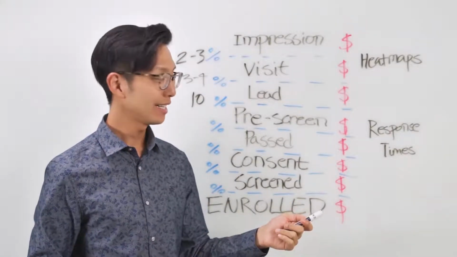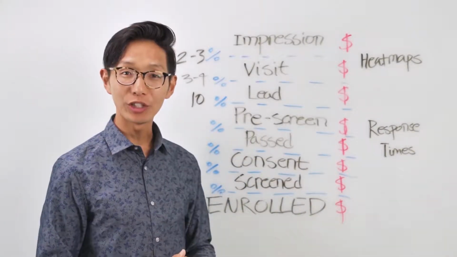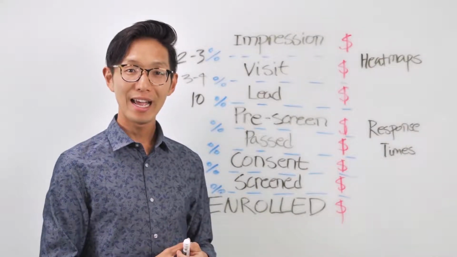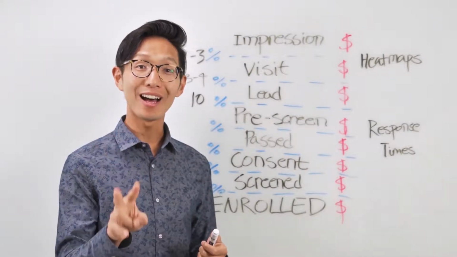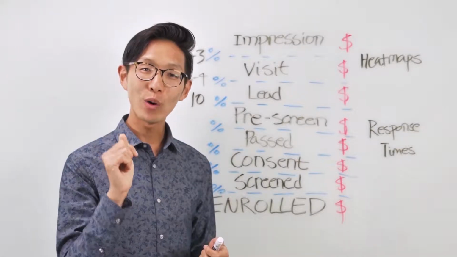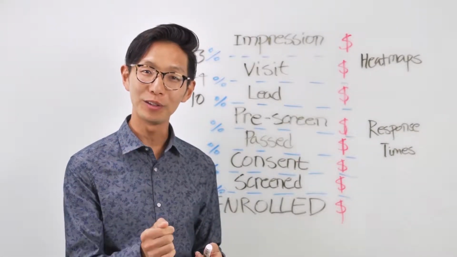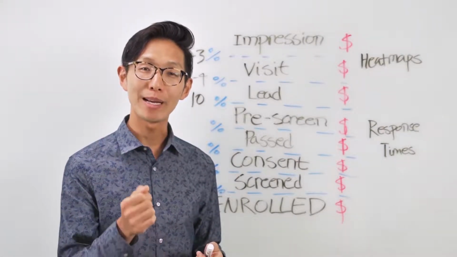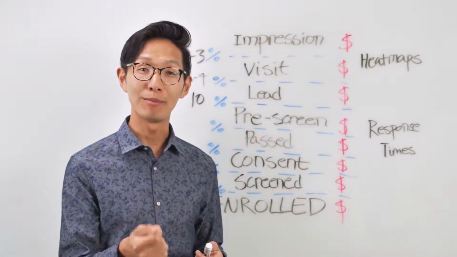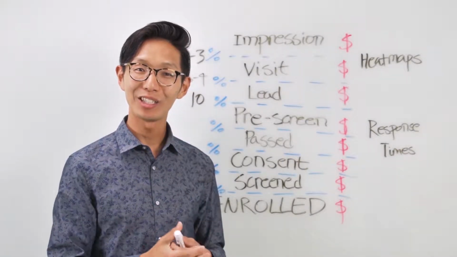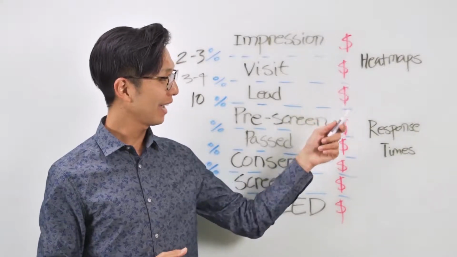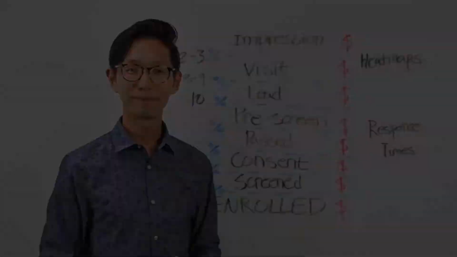So we talked now about the 2 measures, the 2 companion measures. Now we're going to talk about 2 diagnostic measures, 2 ways of quickly understanding what's going on in your funnel and where potential problems might be and where pre-existing problems already are. So let's talk about heat maps and response times next.